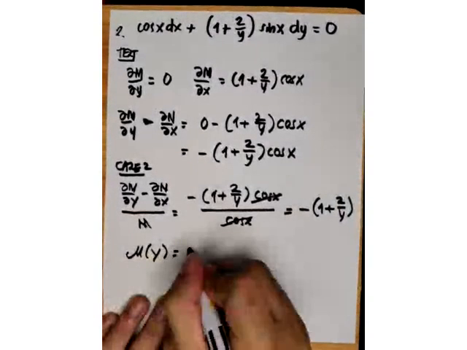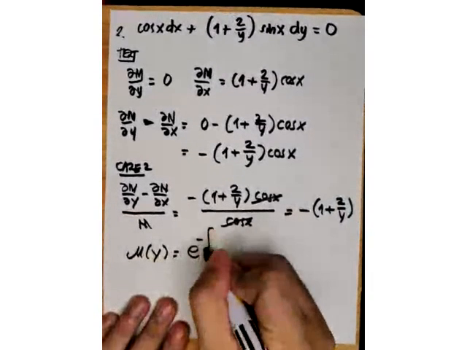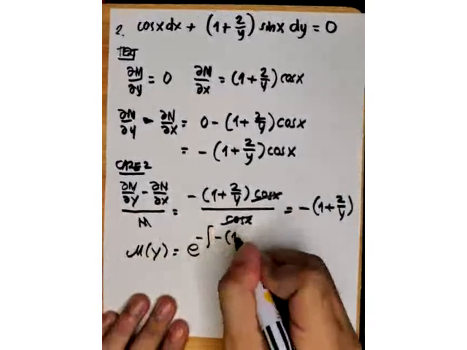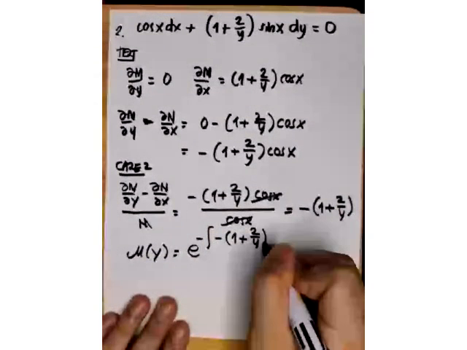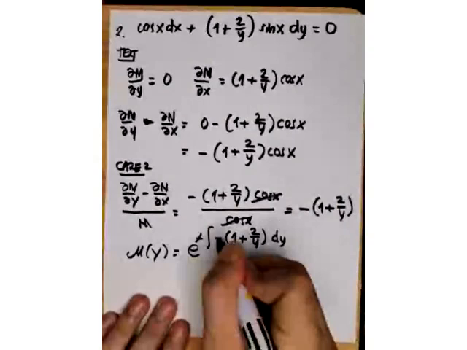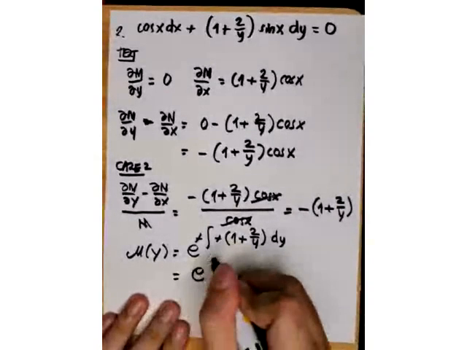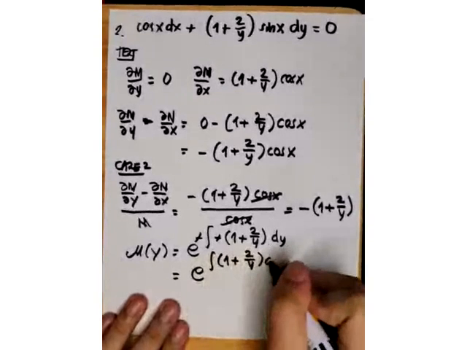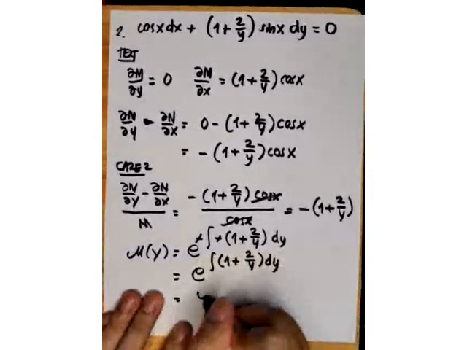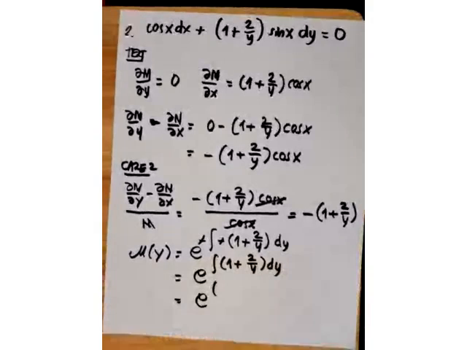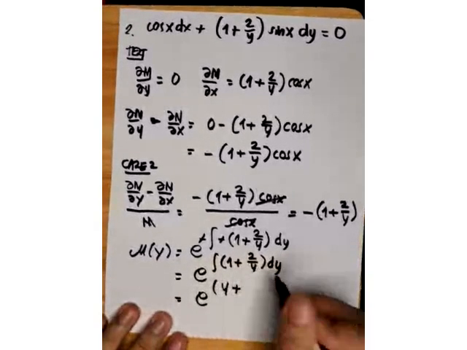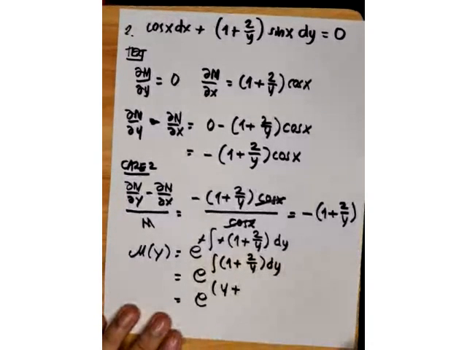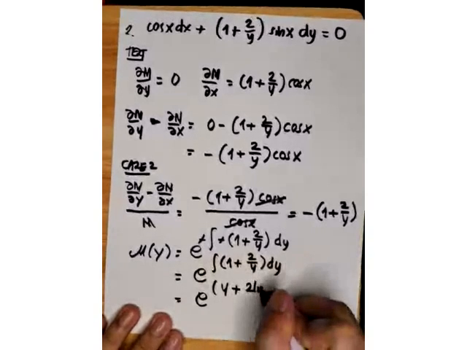So that's e raised to the negative of the integral of negative 1 plus 2 over y dy. So we can cancel that. So therefore, that's e raised to the integral of 1 plus 2 over y dy. Now get the integral. Okay, so the integral of 1 dy, so that's y, plus the integral of 2 over y, so that's 2 ln of y.